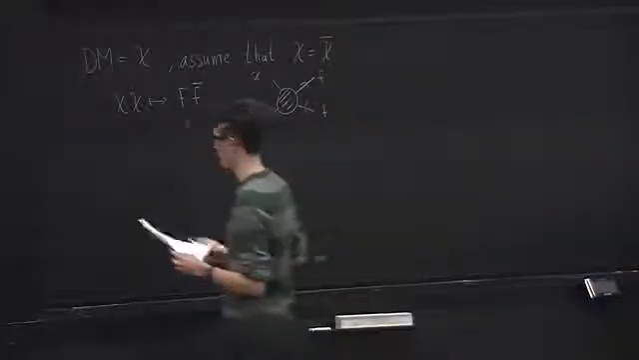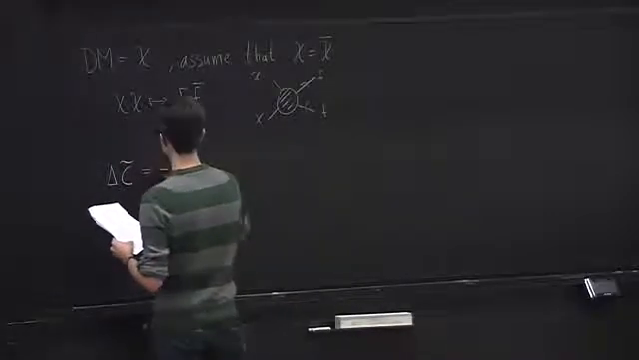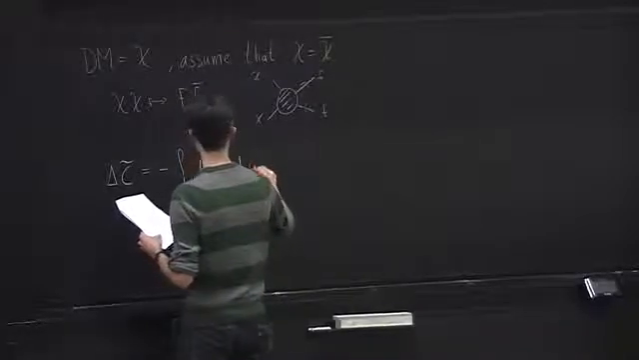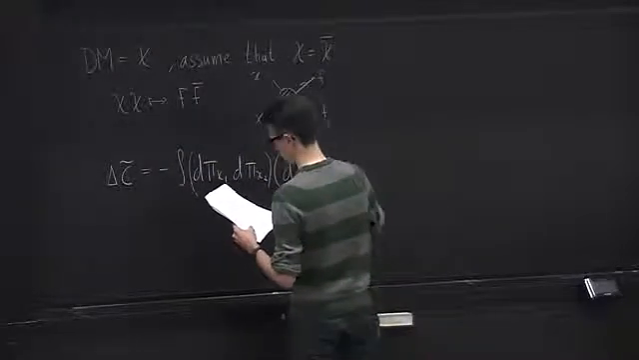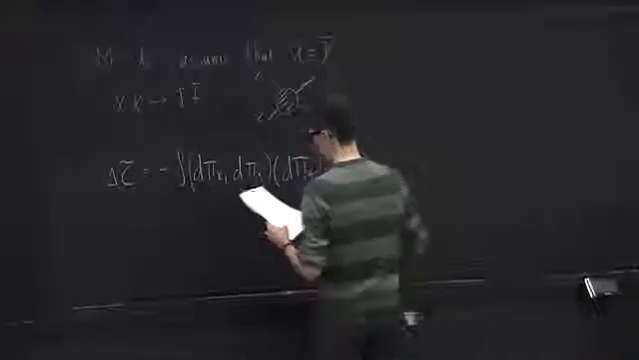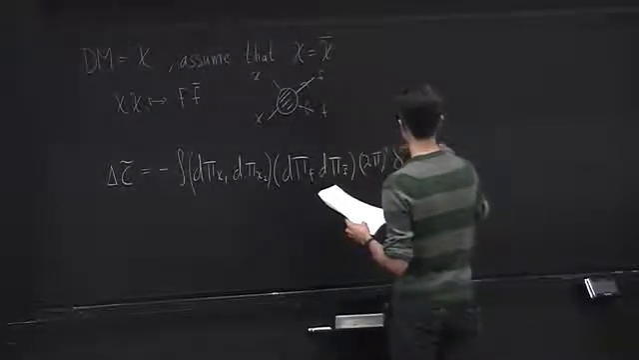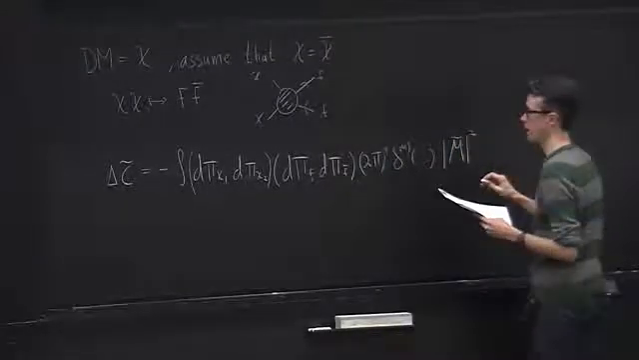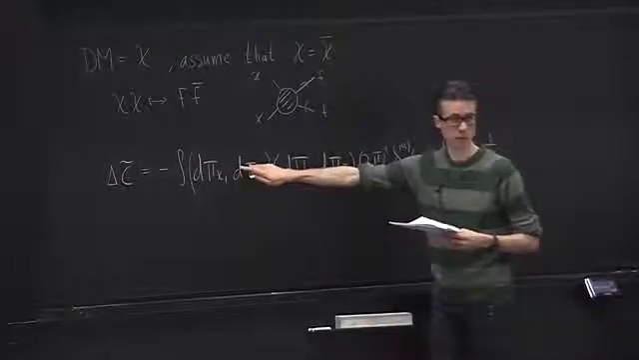But in any case, without touching any of that, the contribution of this term, delta C tilde, is minus an integral over the two dark matter particles, and an integral over the final state phase spaces for the fermion and antifermion. I've got my (2π)^4 delta function, I've got my matrix element for this, and then I have my symmetry factor. And the symmetry factor gives me a 1/2 because I have two identical particles here.